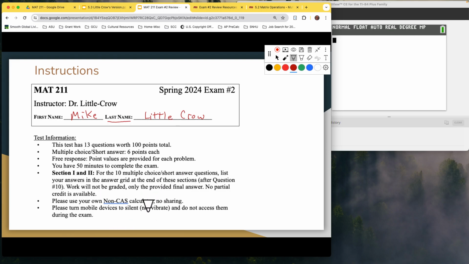These will be just as they are on the exam. You can use your own calculator, of course. No sharing. The CAS means that it has a computer algebra system. I don't believe any of you have one of those anyway. They're more complicated to use, but those are not allowed by the department. Okay, so the key part is there are 10 multiple choice short answer type questions, leaving 3 questions to be open answer or essay type answer.